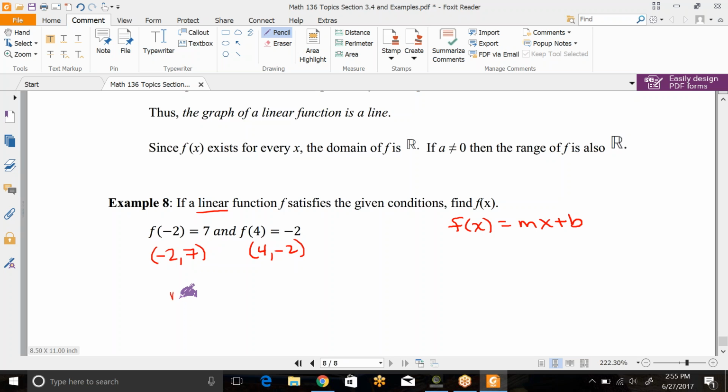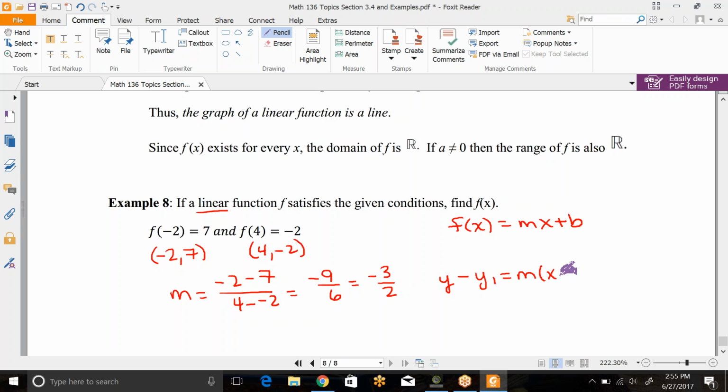So I would write my slope formula first. So negative 2 minus 7 over 4 minus negative 2. That is negative 9 over, that'd be positive 6. Reduce that down to negative 3 over 2. And then use one of the ordered pairs. You can use your point slope formula next. Using one of your ordered pairs and your slope, you can find your equation. So y minus 7 equals negative 3 halves. x minus a negative 2 would be plus 2, so I'm using this point.